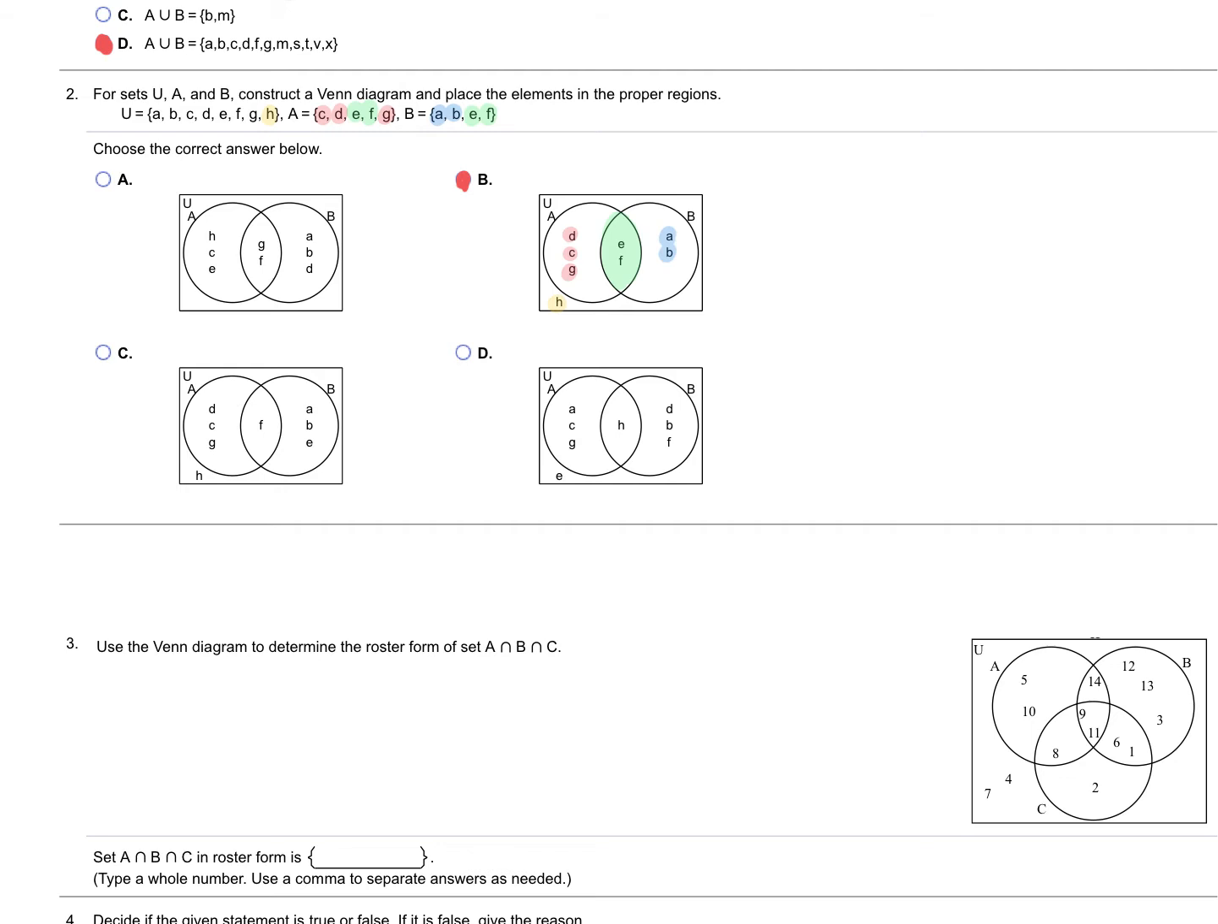But sometimes just getting one piece of information, like that piece of information in the beginning that E and F are in A and B, gave us the answer right there. But if you want to make sure and double check your work, you can verify all the other pieces make sense as well.